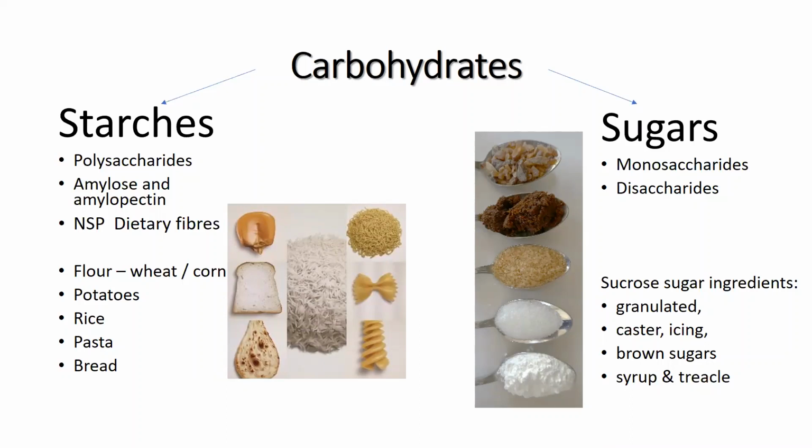Sugars can be monosaccharides such as glucose or fructose, that's fruit sugar, or disaccharides such as sucrose, lactose and maltose. Lactose is the sugar in milk, and sucrose is the main disaccharide for the purpose of looking at carbohydrate functionality, because it forms all those sugary ingredients coming from sugar cane and sugar beet, crystals of granulated sugar, castor or baking sugar, brown sugars and syrups.